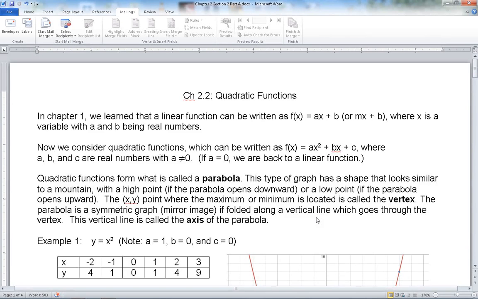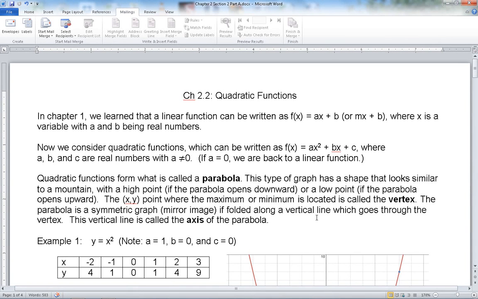In Chapter 1, we learned that a linear function could be written in the form f of x equals a number times x plus another number. Now in Chapter 1 we used the form mx plus b. Now what we're doing is switching basically to ax plus b, where a is taking the place of the slope and b is still the y-intercept.